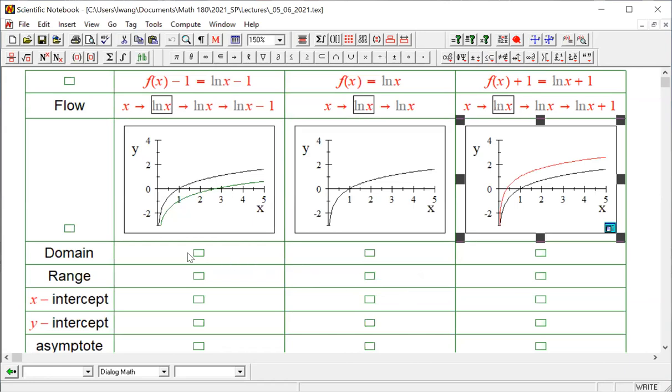We need to do some calculation. Yes, we do, because the answers are not exactly the same. They're similar, but not exactly the same in many situations.